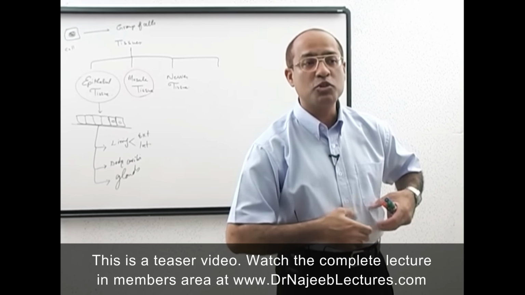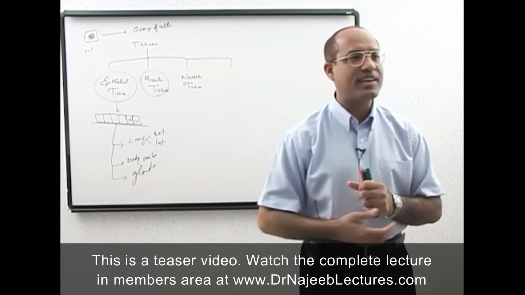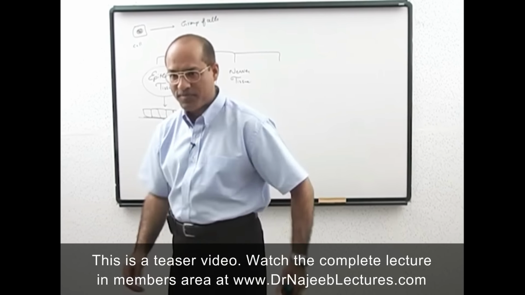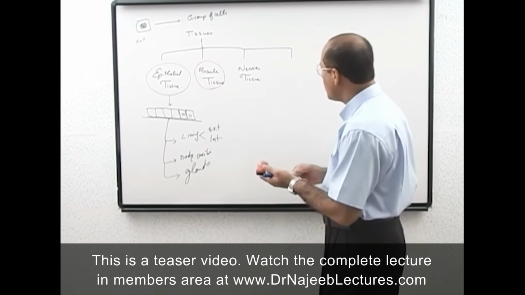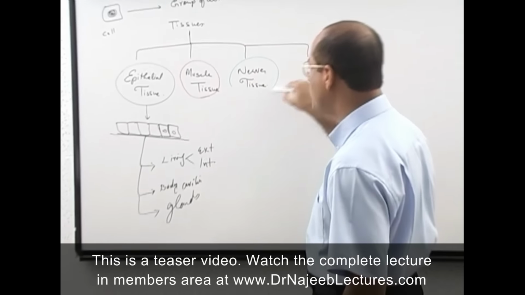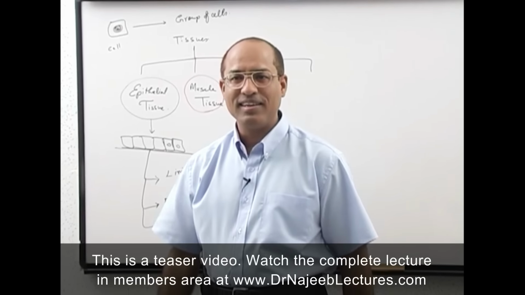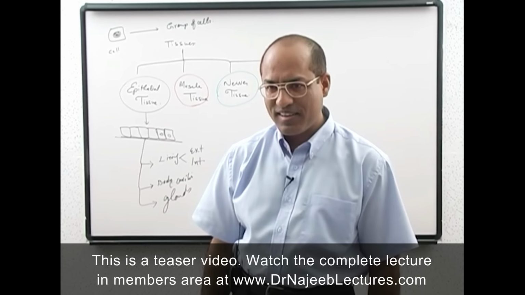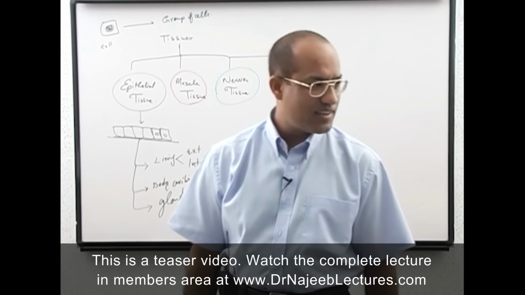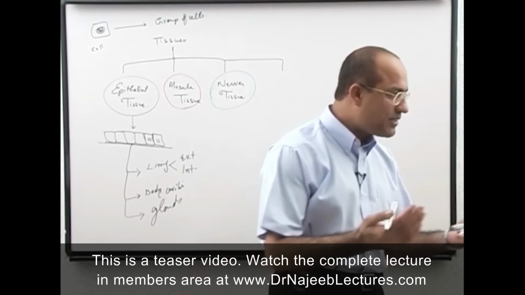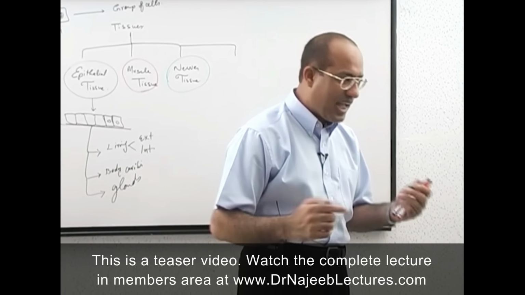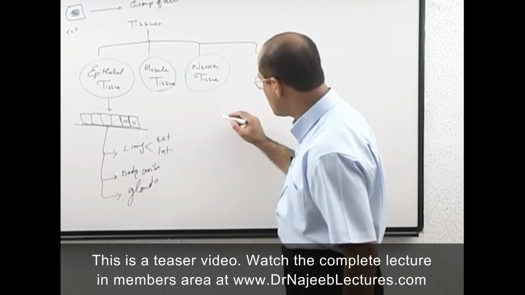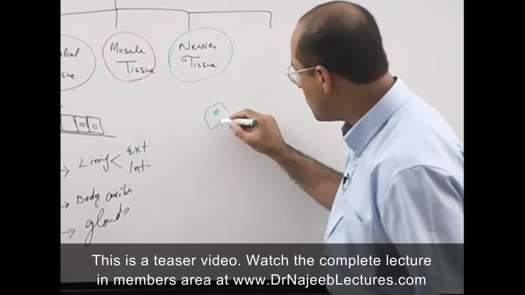The GIT has smooth muscle which contracts and moves the content of the GIT, and of course your limbs have skeletal muscles which move you. Is that right? Then nerve tissue. What is the very special thing about nerve tissue? Nerve tissue consists of very specialized cells which can receive information, integrate information and transmit information. Nerve tissue consists of a very special type of cells called neurons.